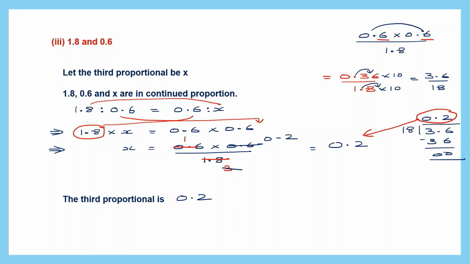So you can either do the cancelling the way I did it here, or if you find this difficult, you can do it this way and reach your answer. So we have found the third proportional. The third proportional is 0.2.